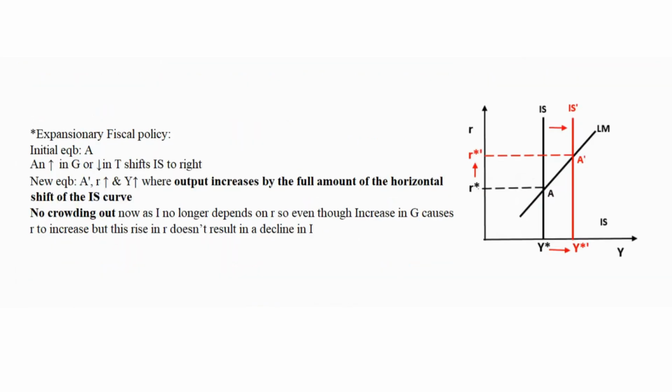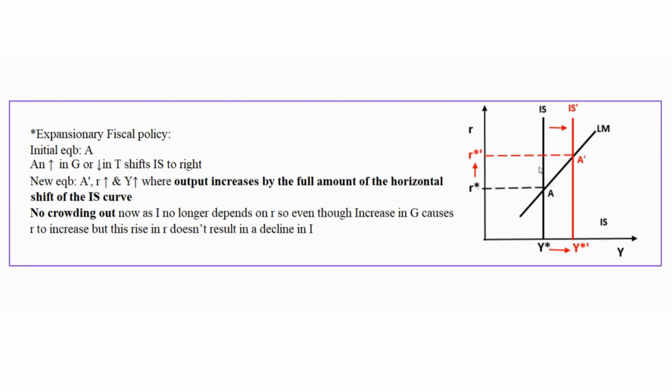Now if you want to look at expansionary fiscal policy in the case of a vertical IS curve, first let's look at it graphically. The initial equilibrium is at A at the intersection of our IS and our LM curve. Now an expansionary fiscal policy can be implemented through an increase in G or decrease in T. Either way, it will shift the IS curve towards the right from IS to IS prime. So the new equilibrium is at A prime at the intersection of the new IS curve and the unchanged LM curve. And as we can see in the new equilibrium, interest rate has gone up and so has output. And what we'll notice over here is output has increased by the full amount of the horizontal shift of the IS curve.